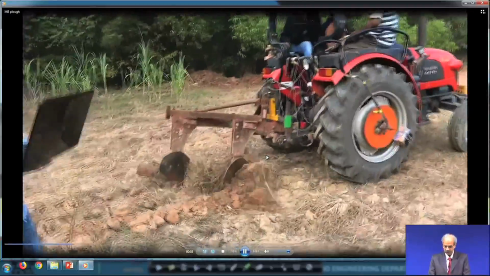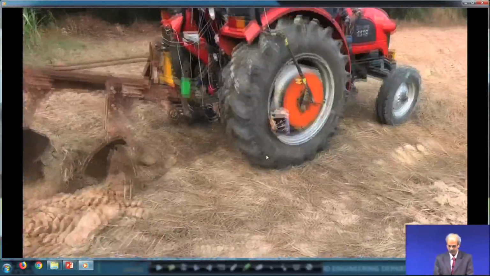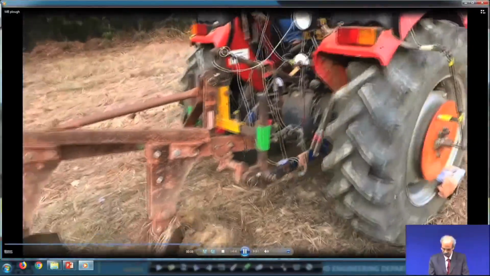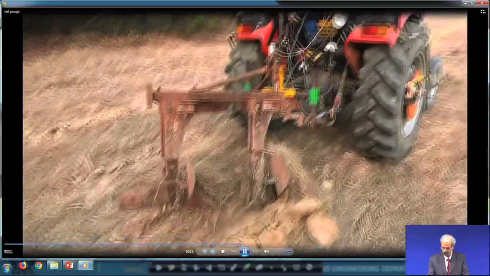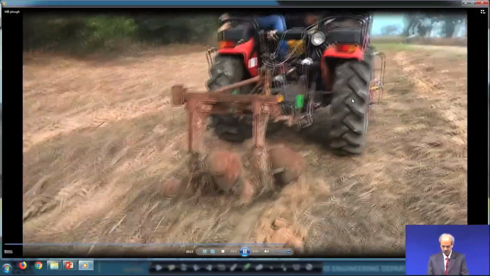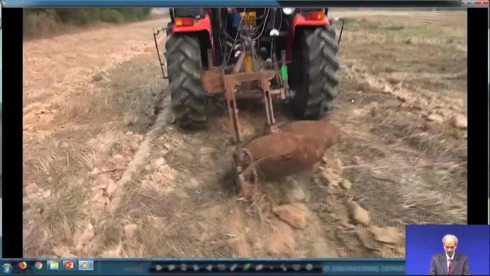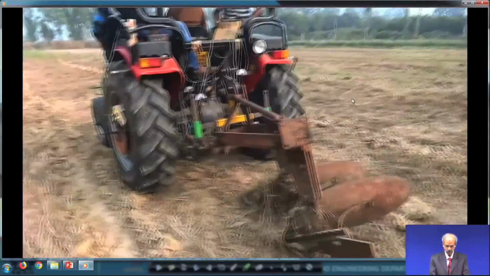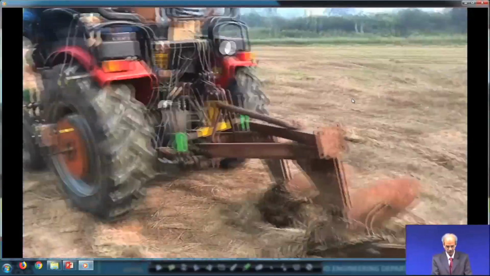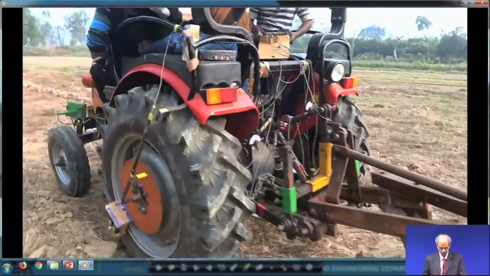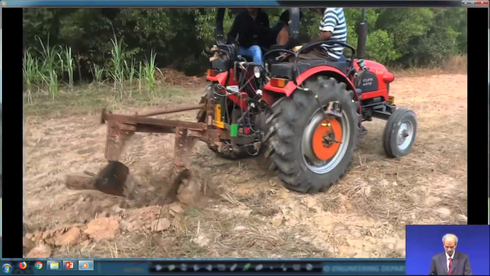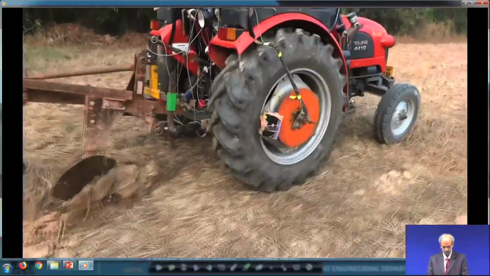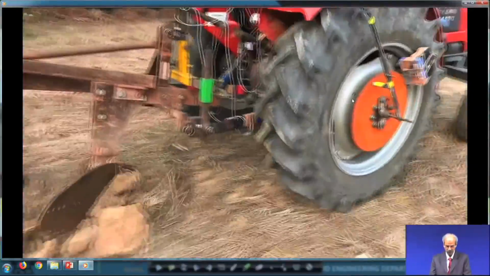You can see and appreciate the whole instrumented tractor with all these. Here is the location where we have the equipment which is measuring the tractor axle torque, and other details are shown here. The complete information you can see here.